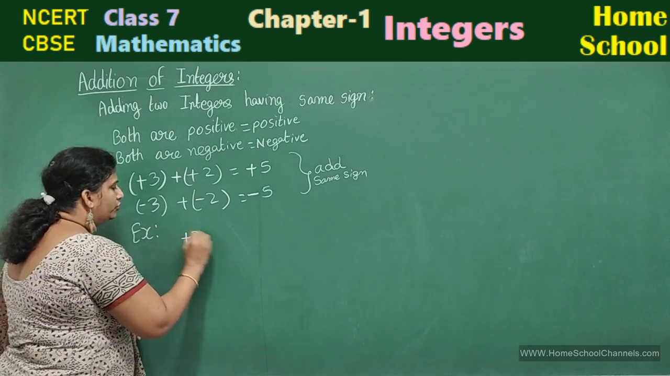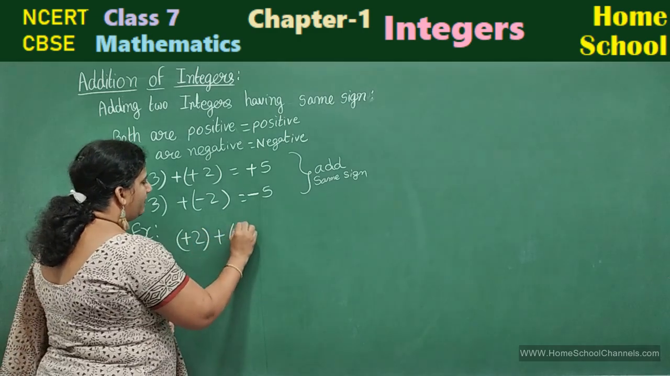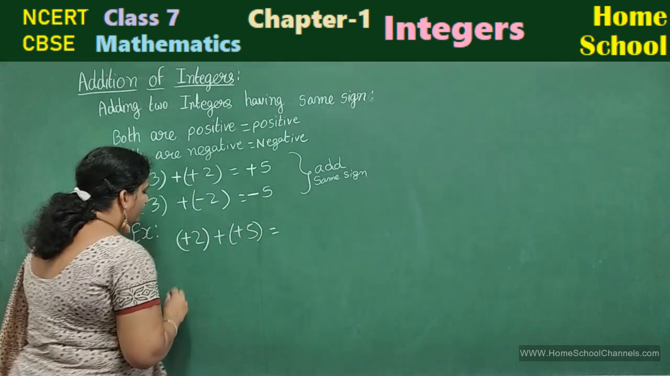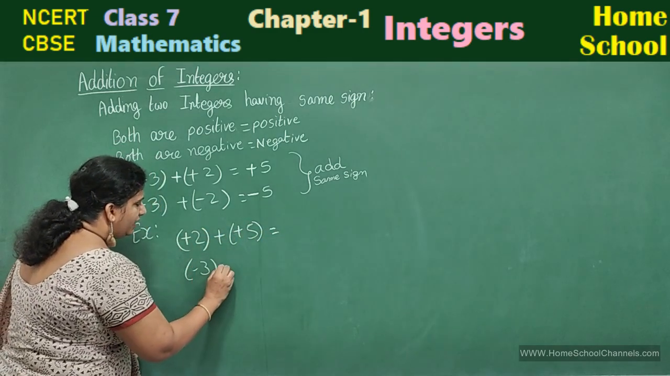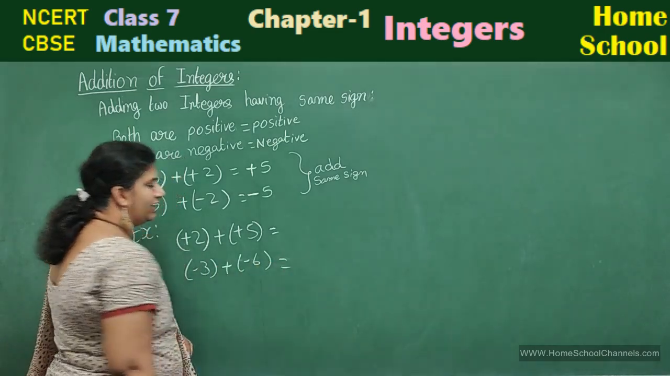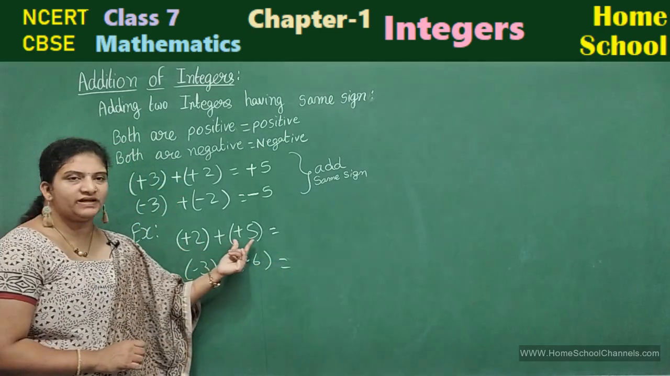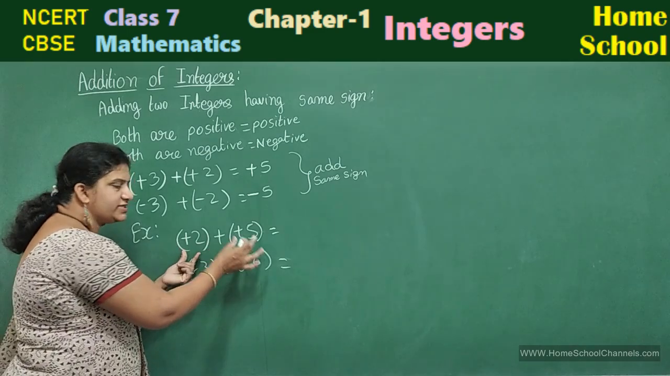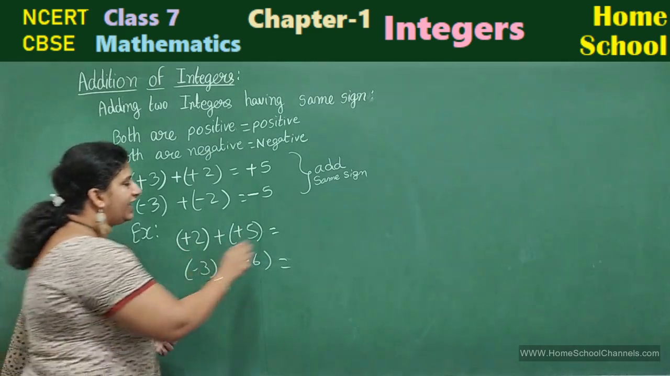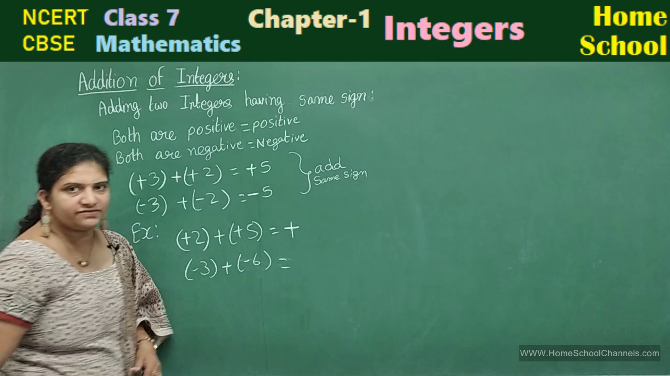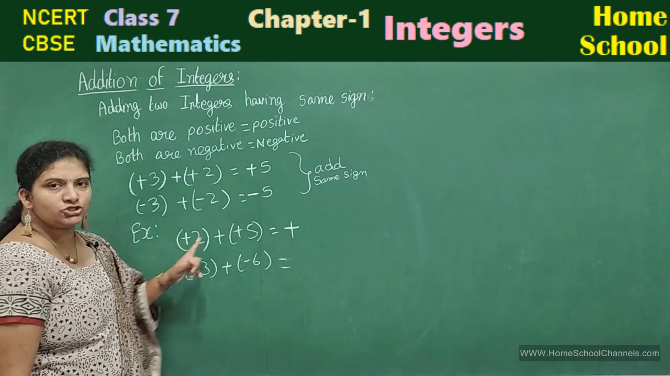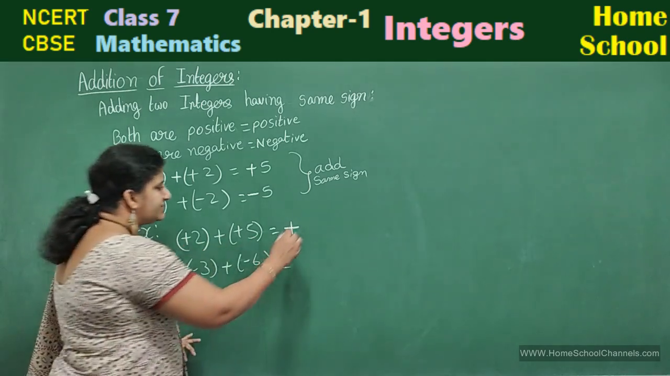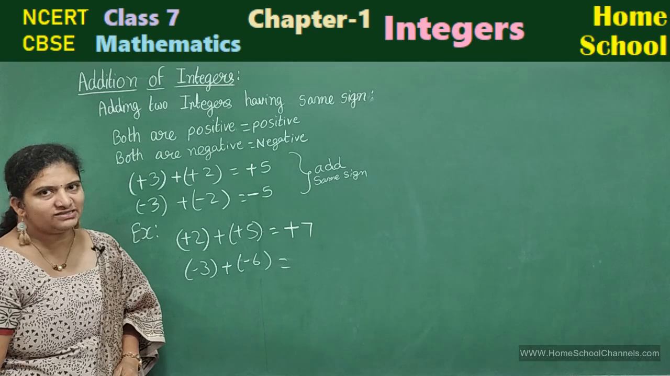Plus 2 plus plus 5, and minus 3 minus 6, is equal to plus 2 plus of plus 5. When you are adding two positive integers, take the same positive sign and add the numbers: 2 plus 5 will be 7. Plus 7 is your answer.